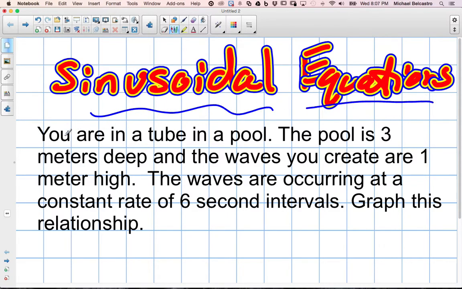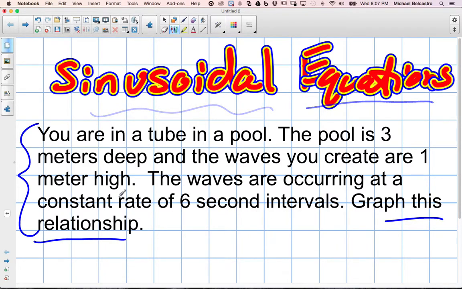Sinusoidal equations. So we have our problem here. I'm going to read it over once, we'll highlight what's important, and then we're going to graph the relationship they're describing.